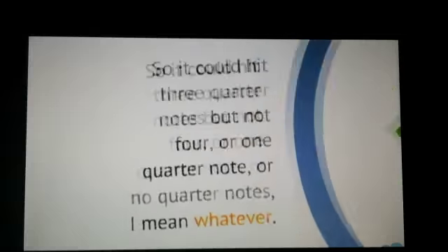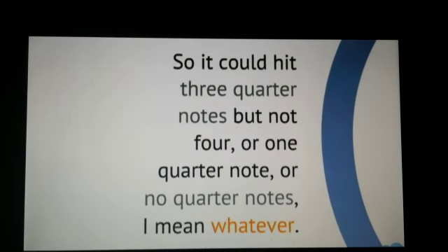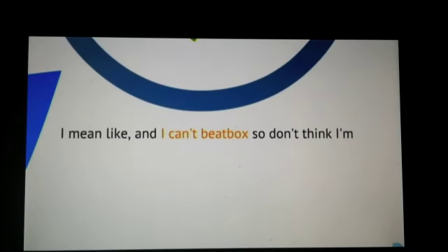Then there's broken beat, and that's anything that doesn't. So it could hit 3 quarter notes but not 4, or 1 quarter note, or no quarter note, whatever. So that would be like, and I can't beatbox, so don't think I'm trying to beatbox or anything, but it'd be like boom, boom, kak, chicka, chicka, boom, kak, or whatever. So let's say that that's the beat.